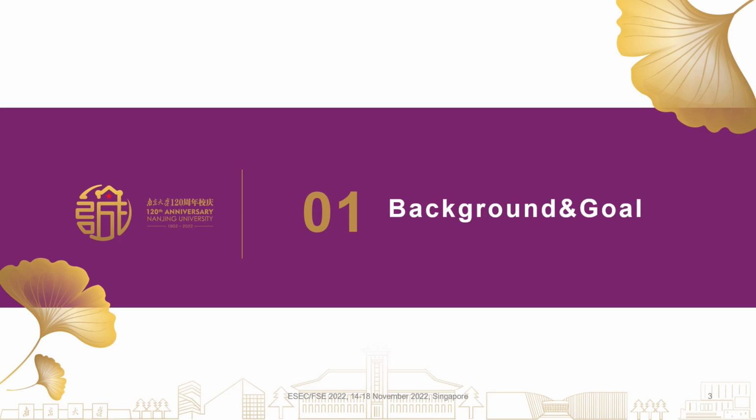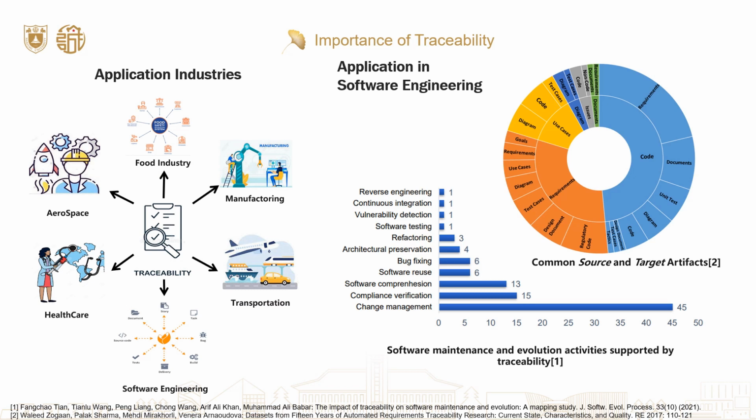First, let's look at the study's background and goal. A wide range of industries rely on traceability, including manufacturing, food industry, aerospace, healthcare, and transportation. In these industries, traceability is not a choice, but a necessity, since they are heavily governed and audited. In the current world of enterprises in software engineering, traceability is a holy grail chased by many organizations. Traceability means ensuring the integrity and completeness of the entire software development process.